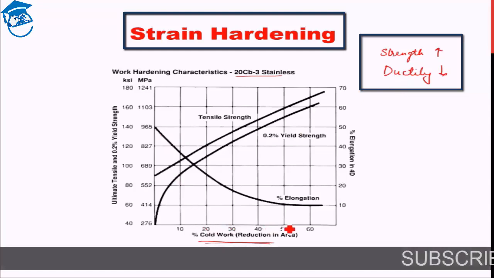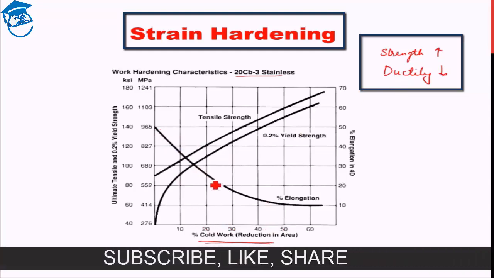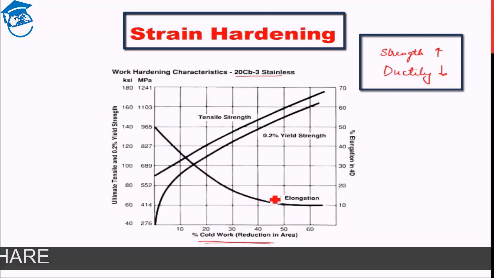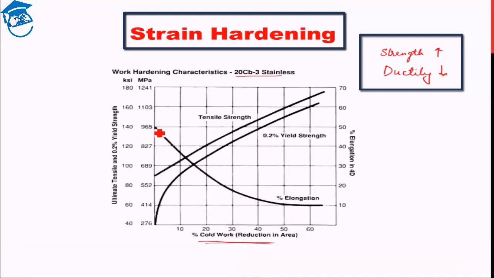As the percentage cold work is increasing, the ductility or percentage elongation is continuously decreasing from about 50% at 0% cold work to about 10% at 50% cold work. On the other hand, both the strength, the 0.2% yield strength and the ultimate tensile strength, both seem to increase continuously as the percentage of cold work is increasing. So this gives you a clear idea about the effect of strain hardening on the different characteristics of the material.